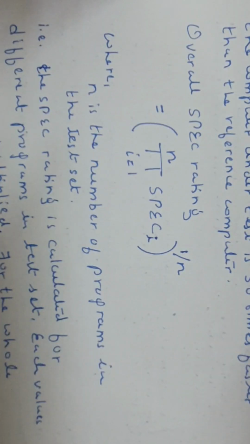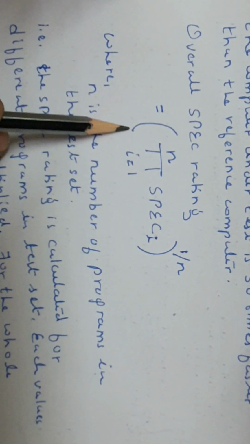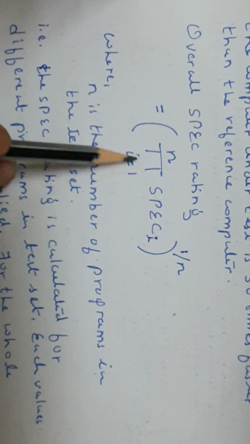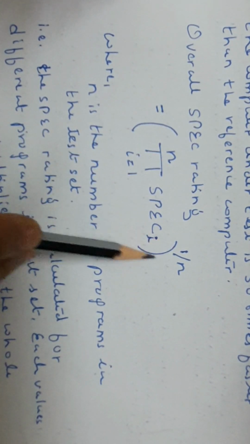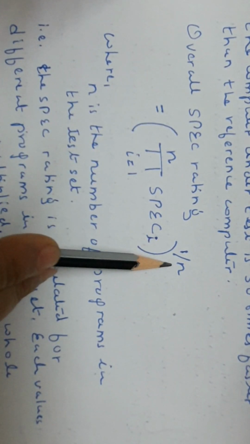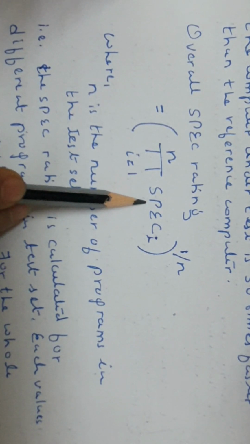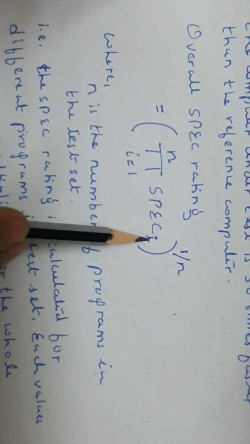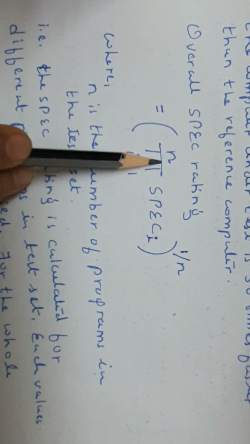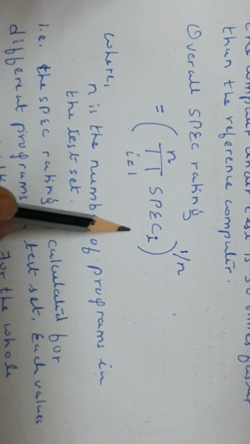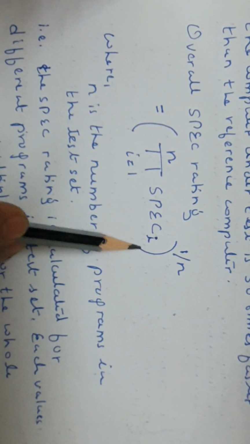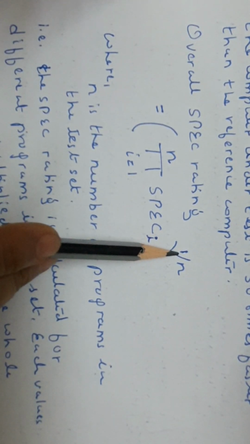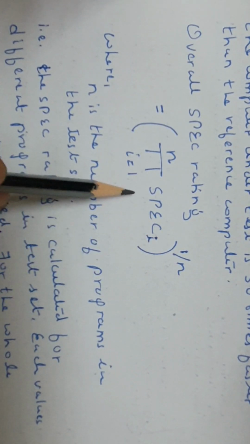Okay. See, overall SPEC rating is equal to the product from i equal to 1 to n of SPEC_i, to the power 1 by n. So SPEC rating for program 1, then for program 2, then for program 3, like that for all the n programs in the test set. That is done, all are multiplied, and the value we get is raised to the power 1 by n.